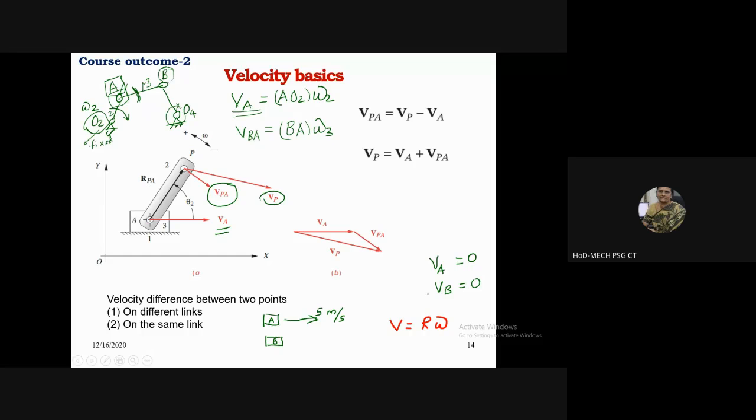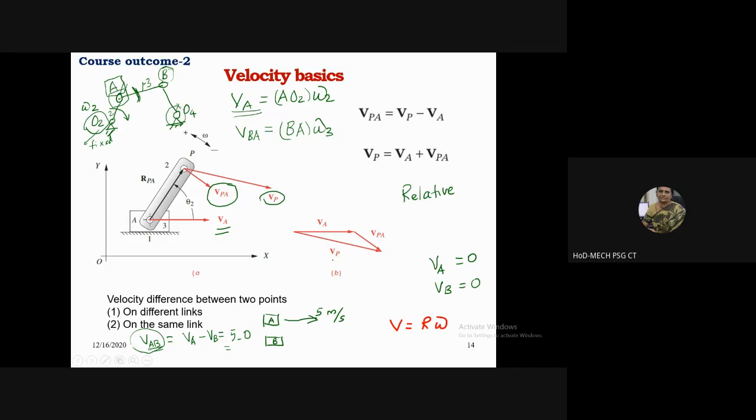Now what is the velocity of A? Velocity of A is 5 meters per second. B is at zero velocity, it is at rest. So velocity of A in relation to velocity of B will be 5 minus 0, B considered to be at rest. Whenever it is written like this, with two subscripts, it means the relative velocity of one point or one body with reference to another point. Any relative quantity always needs a comparison between two items or two elements.